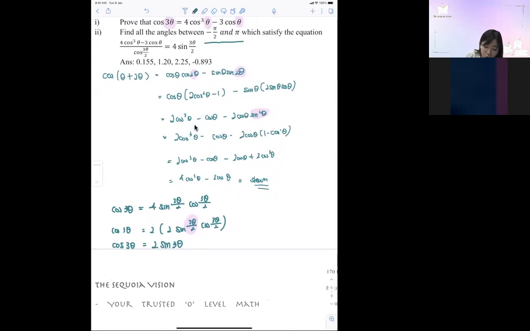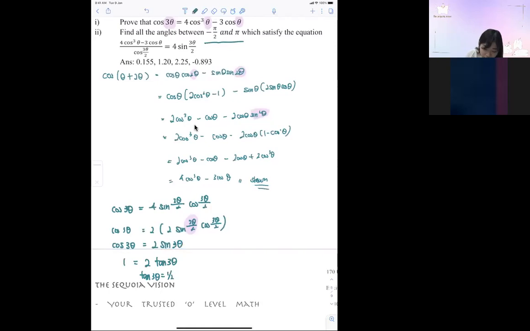To solve for theta, we need to find basic angle and find quadrant. But before we can do that, I must have only one trigo. Now I got cosine and sine. Whenever you have cosine and sine, you divide by cosine because sine divided by cosine becomes what? Tangent. Very good. Now we are left with tangent. So tangent 3 theta equals to half.